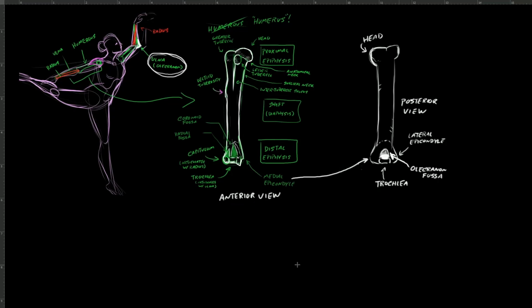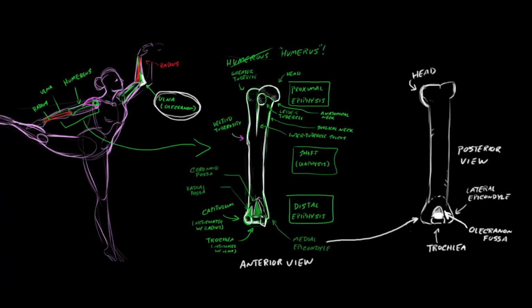The last feature I want to show you is the olecranon fossa, which is just above the trochlea on the posterior view, and this is where the tip of your elbow kind of tucks when you have your arm fully extended. In the next video, I'll discuss the bony markings of the radius and ulna as well, and hopefully we'll see how they all fit together.